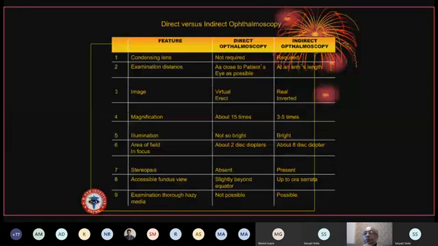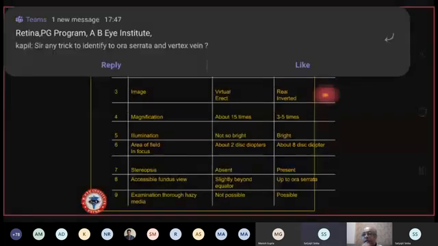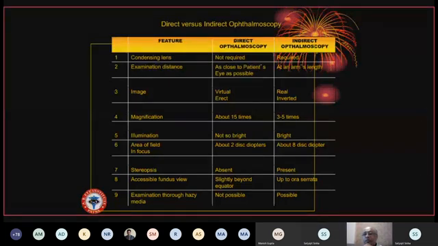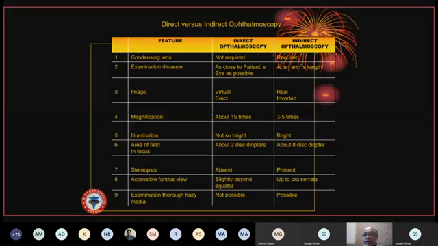The question is: can we differentiate subretinal heme and sub-RPE heme by red free light? Yes, but the point remains how thick the heme is and how old the heme is. Sometimes it is very difficult. We normally say darker and brighter. The deeper it is, the darker it will be. The more anterior it is, the more reddish it will be.